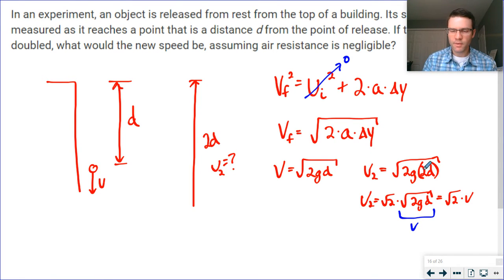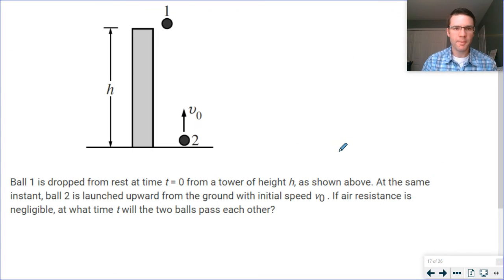That square root 2 from the d could come out, and we get square root 2 times the square root of 2 times g times d. That's what's left over. Well, that's just my initial velocity, v. So v2 is the square root 2 times v, and that's your correct answer. If you look at that problem again on AP Classroom, the correct answer you choose is square root 2 times v. Hope that helps for that problem.